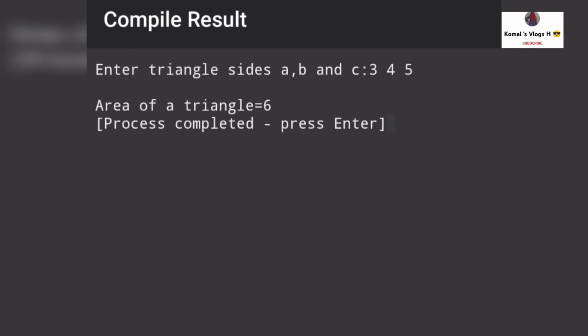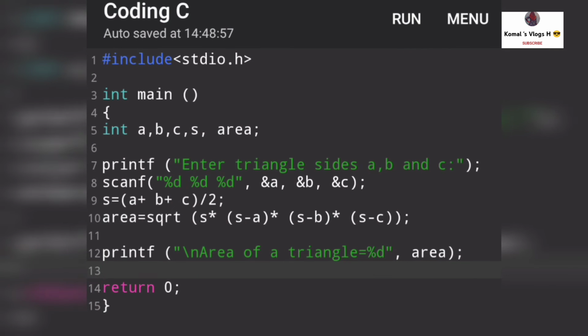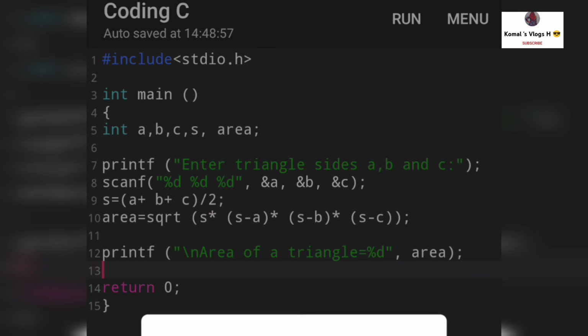The value of parameter s will be 15. So I've just put the value of s into the formula of area. 15 into 15 minus a: 15 minus 12 is equal to 3, so the first bracket value will be 3. Second bracket value, 15 minus 10, is 5. And the third bracket value will be 15 minus 8, which is 7. So 15 into 3 into 5 into 7.